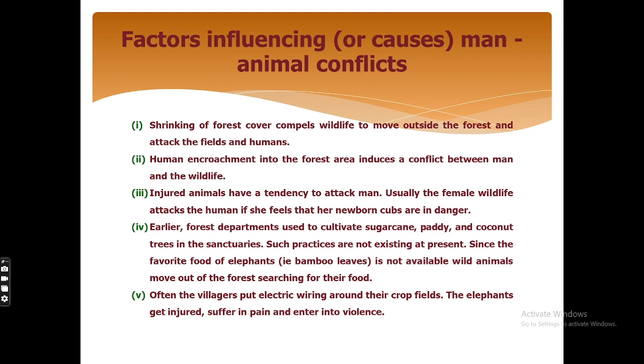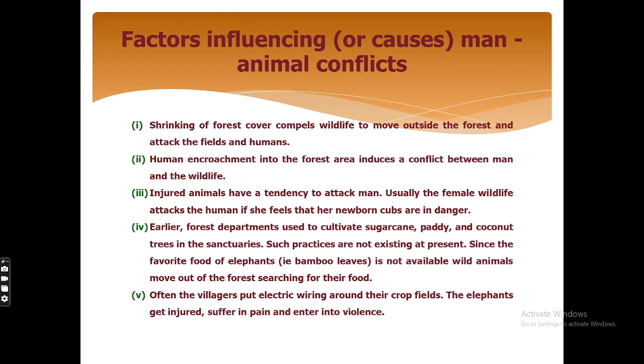First is the shrinking of the forest. Why are we shrinking the forest? If we shrink the forest, what happens to the wild animals? They will move outside the forest and attack the fields and humans. Then human encroachment in the forest also creates conflict between man and wildlife.